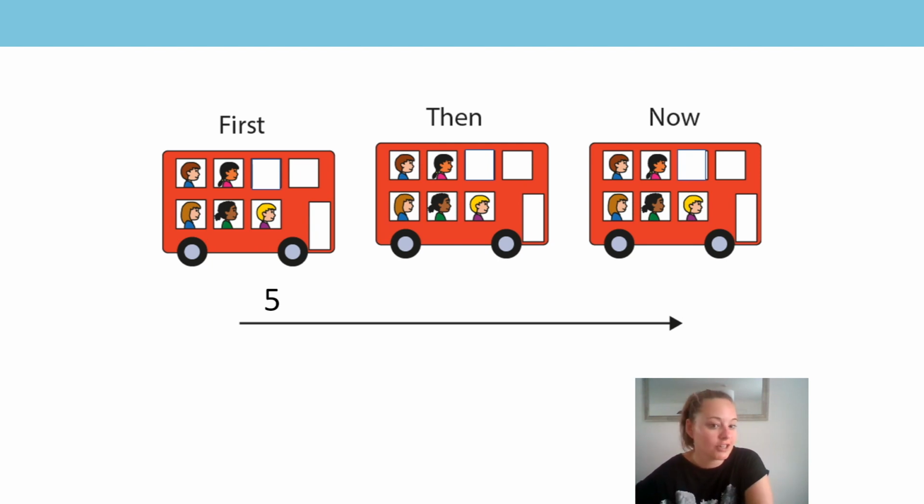So let's have a look at the equation. We have 5 children on the bus. Then nobody gets on, so there's our 0. 5 add 0. And now we've got 5 children. 5 add 0 equals 5. Well done you. Super.